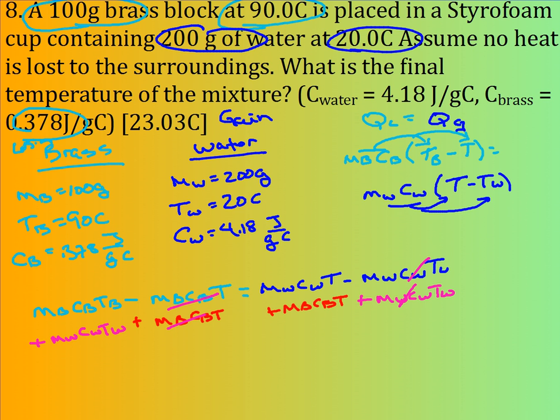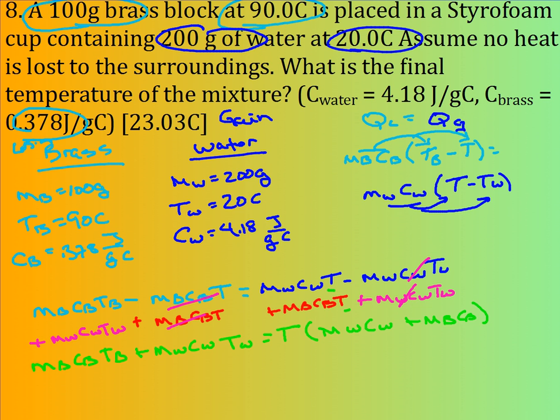Now I'm just going to rewrite this. This is mass of brass, C of brass, T of brass, plus mass of water, C of water, T of water. And this has to equal, now look at this, I've got a T here. This whole thing over here is 0. It's going to be the final temperature times mass of water, C of water, plus mass of brass, C of brass. God, this is ugly.